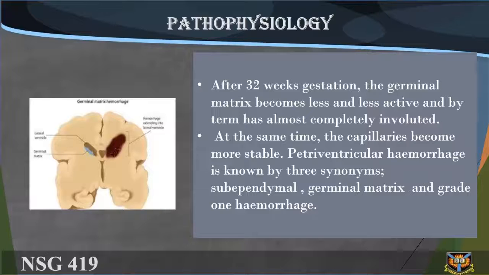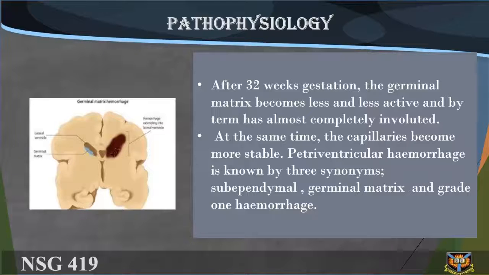After 32 weeks gestation, the germinal matrix becomes less and less active, and by term has almost completely involuted. At the same time, the capillaries become more stable. Periventricular hemorrhage is known by 3 synonyms: subependymal, germinal matrix, and grade 1 hemorrhage. If there is extension of the hemorrhage into the lateral ventricles, this is known as an intraventricular hemorrhage or grade 2 hemorrhage.